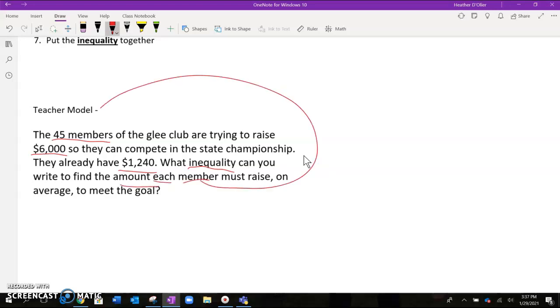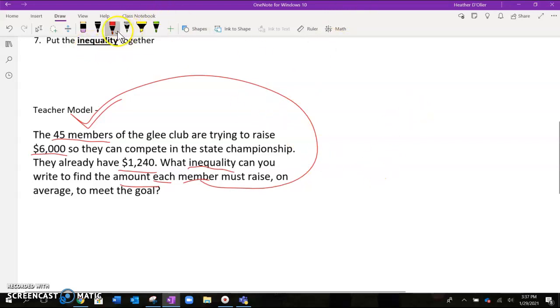And ooh, I like that because I see members here. So that's it, dealing with them. Each member must raise on average to meet the goal. Okay, so my question here is just how much does each person need to raise? But remember, they don't even want the answer. They just want the inequality.